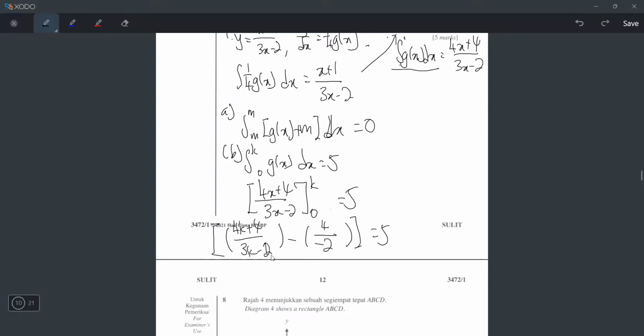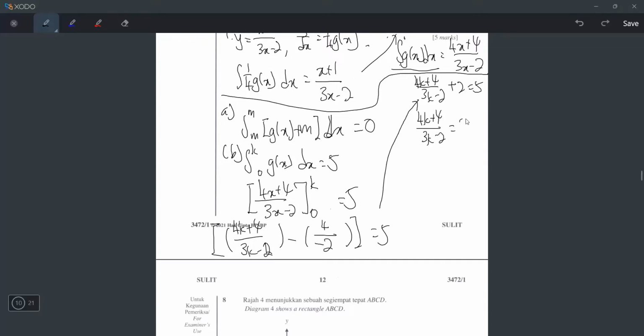Okay, so now actually you can continue here. So it becomes 4k plus 4 over 3k minus 2. Okay, minus becomes plus, and then 4 divided by 2 is 2, equals to 5. So it becomes 4k plus 4 over 3k minus 2 equals to 5 minus 2 is 3. And then you can cross multiply, 4k plus 4 equals to 3 times 3k minus 2, 9k minus 6. And then 5k equals to 10, k equals to 2. So that is the answer for B.